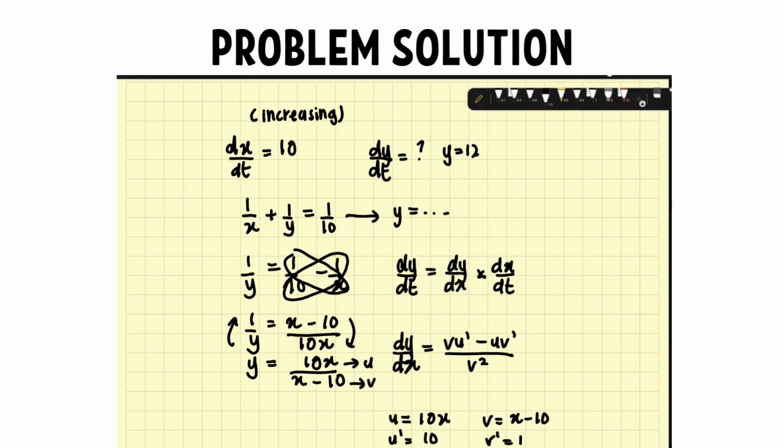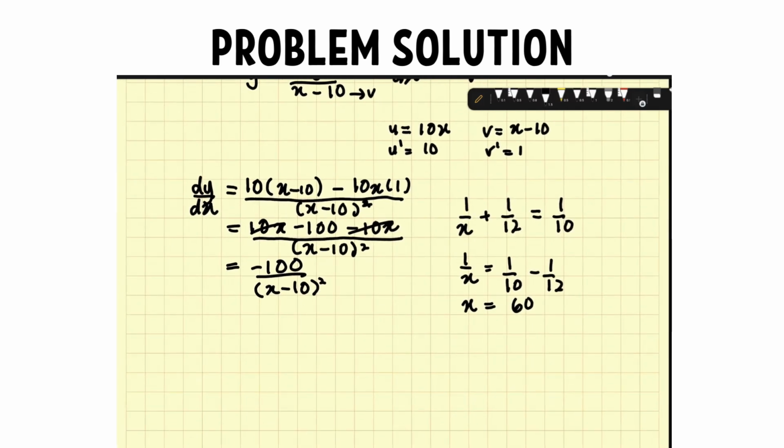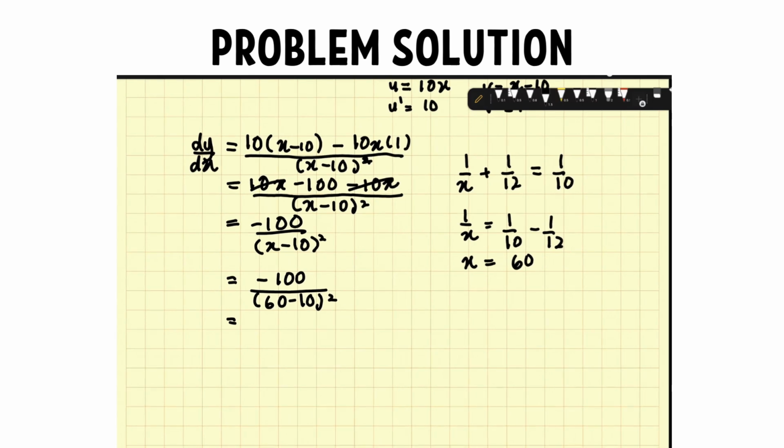The question already gives the value of y. So 1/x + 1/12 = 1/10. So 1/x = 1/10 - 1/12. And then we just have to use the calculator, and then we will get the value of x is 60. So substitute the 60 in dy/dx, -100/(60 - 10)², and then we will get the value of dy/dx is -1/25.